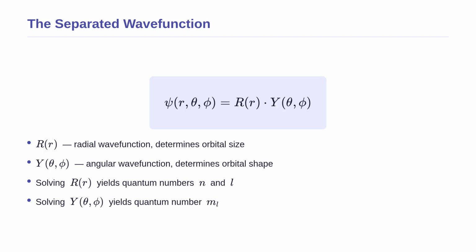Here is what that separation looks like mathematically. The total wave function psi is equal to the radial wave function R multiplied by the angular wave function Y. The radial function R depends exclusively on the distance r, and it determines the overall size of the orbital. Solving it gives us the principal and orbital angular momentum quantum numbers. The angular function Y depends exclusively on the angles theta and phi, and it determines the physical shape of the orbital, like the sphere of an s orbital or the dumbbell of a p orbital. Solving it gives us the magnetic quantum number.